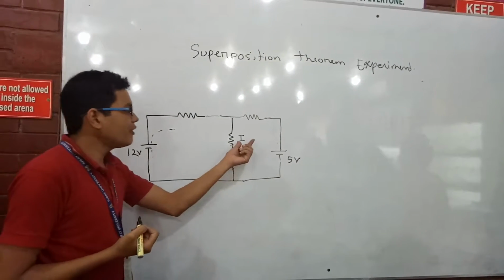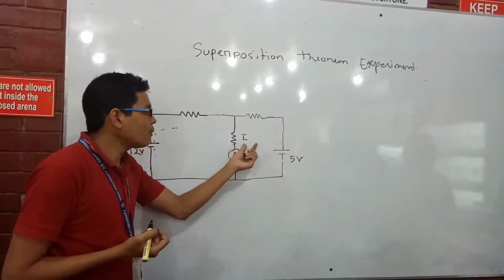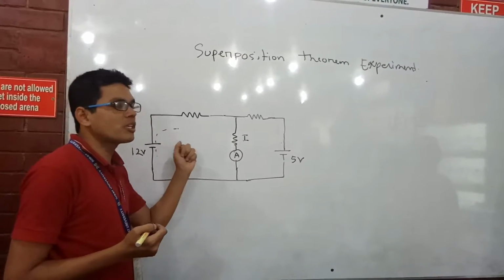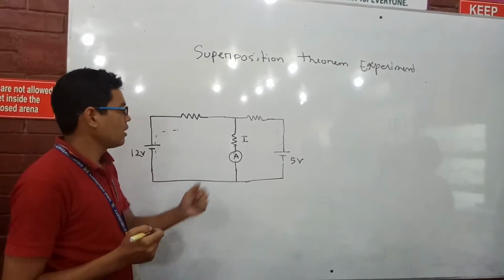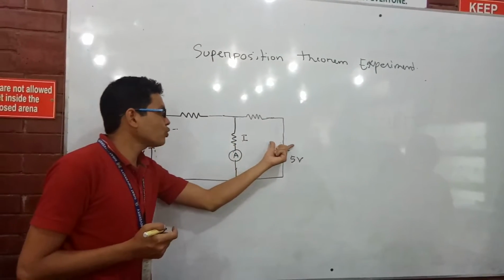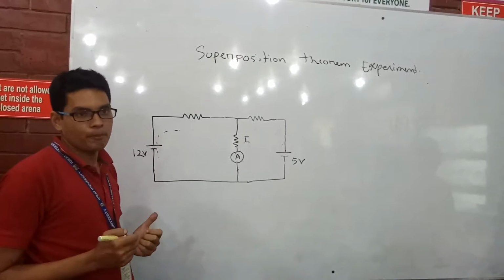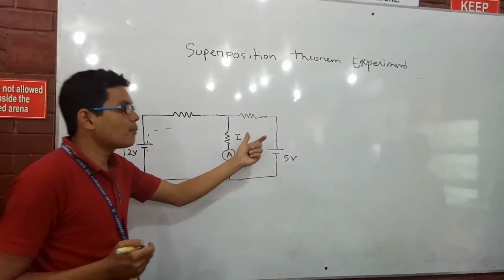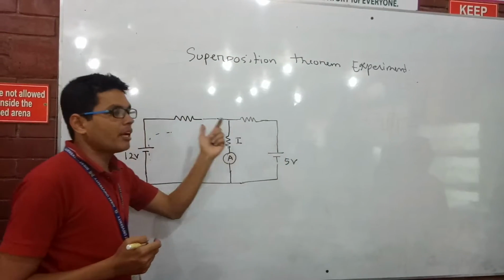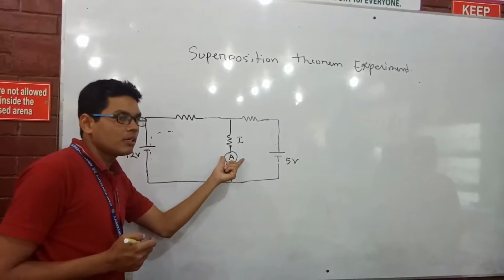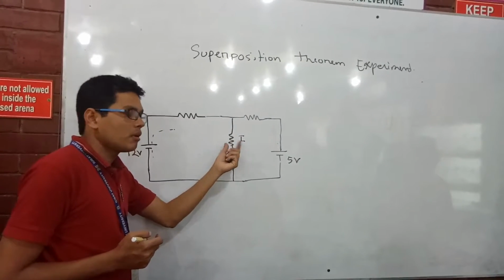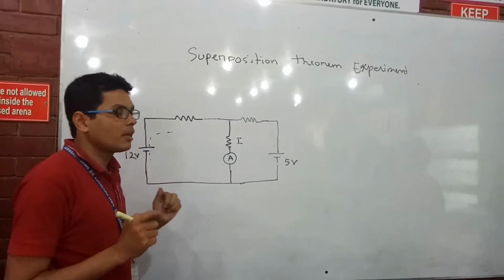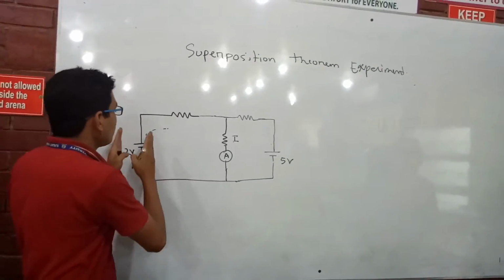So that effective current will be equal to the sum of the individual source currents that would have been produced when individual sources are working. I'm telling you again, the effective current I, when both of the sources are working simultaneously, will be equal to the sum of the currents flowing. That means there will be two currents flowing here. The sum of them will be the effective current. Then what are the two currents? The two currents that would have been produced when only one source is active.